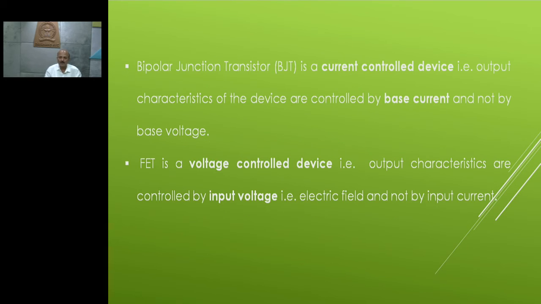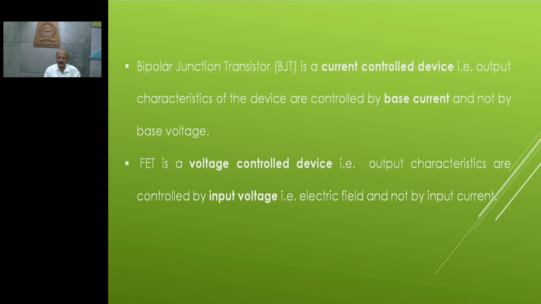Now if we go to the next part, there is one more point by which we can compare the BJT with an FET: the BJT, that is bipolar junction transistor, is a current controlled device. Why is it known as a current controlled device? Because in BJT the output current, that is the collector current, in case of common emitter mode, is controlled by the base current and not by the base voltage. Due to that, the output current is controlled by the input current, and the BJT is known as a current controlled device.